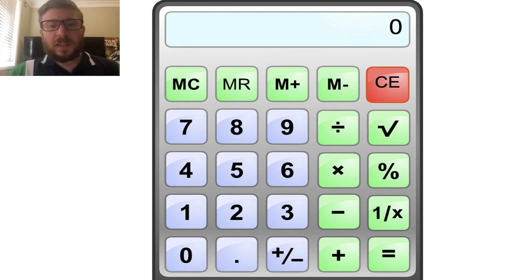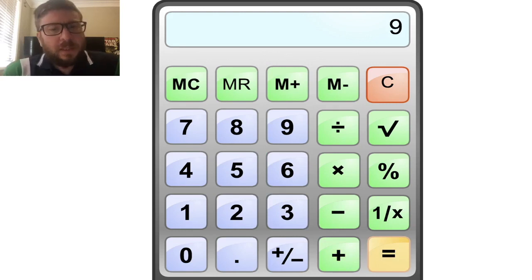So, to use our calculator, we put the numbers in that we need. Now, it's really important that we know the order of the numbers that we're going to put in. So if we're going to do a plus, we might put 3 plus 6. Then we hit our equals button. So 3 plus 6 equals 9, and that's really important. We know that 3 plus 6 equals 9.